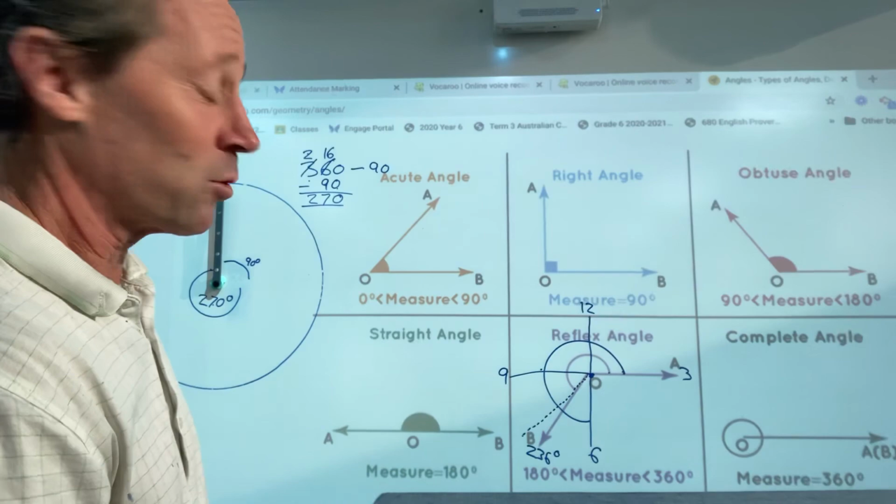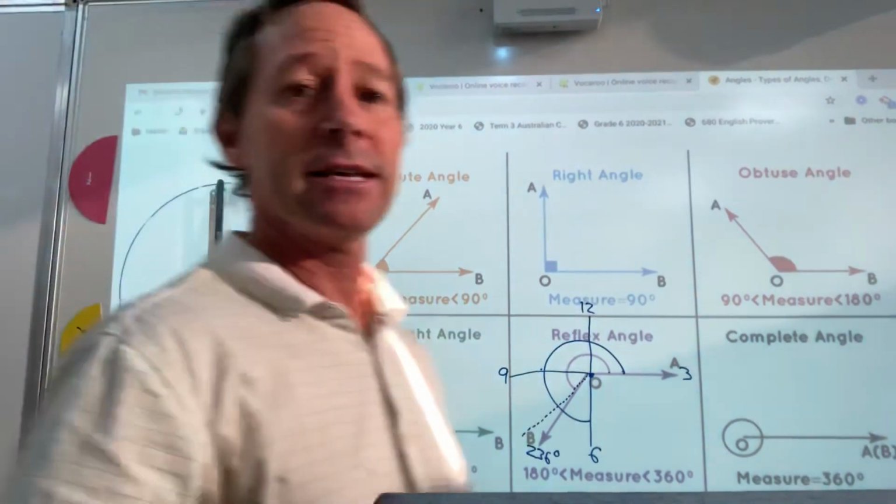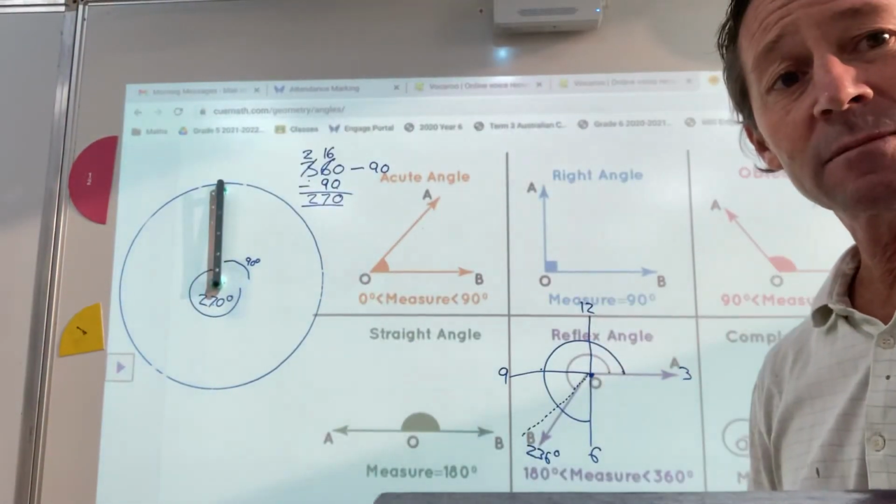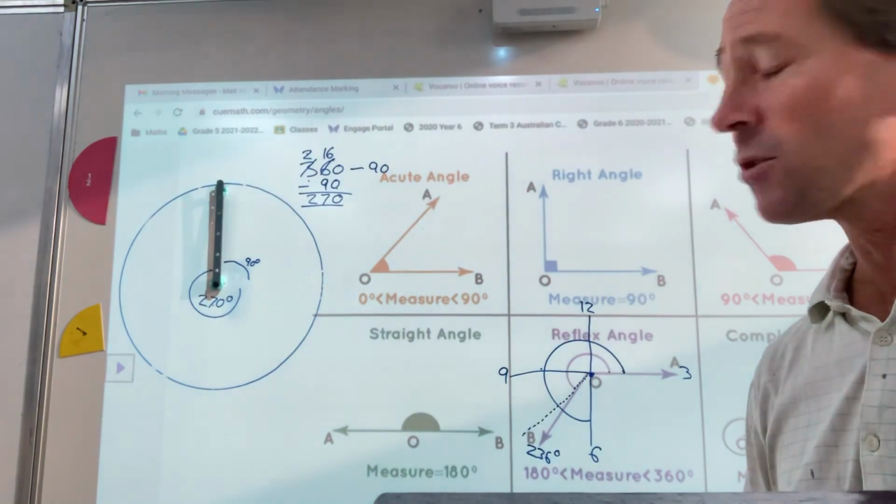That's pretty much your angles. So have a go at some of these in your Mathletics, and we'll put some up on the board for you as well.